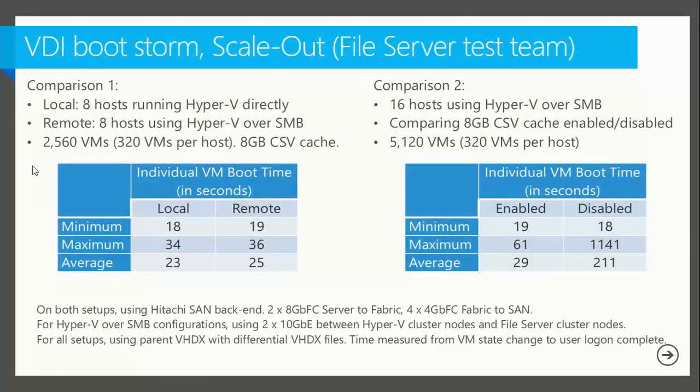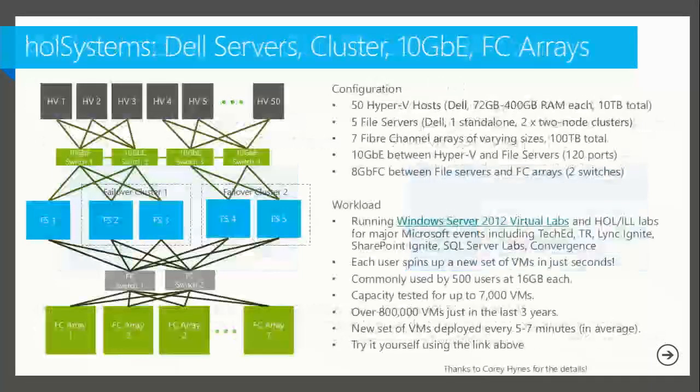So very interesting. We also have the 2,500 VM. This is also something we did internal testing, with a Hitachi SAN backend. A few systems here that we have demonstrated. This one, if you ever use the virtual labs on the web, is running on a Hyper-V over SMB configuration, 50 hosts, 5 file servers, 7 Fibre Channel arrays in the back.